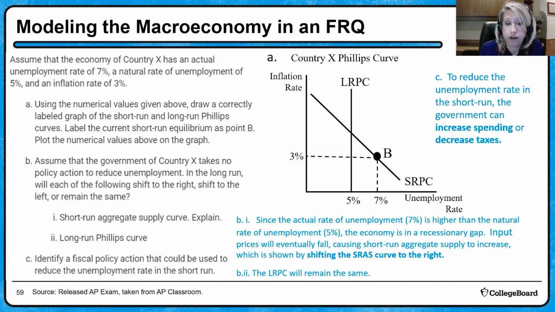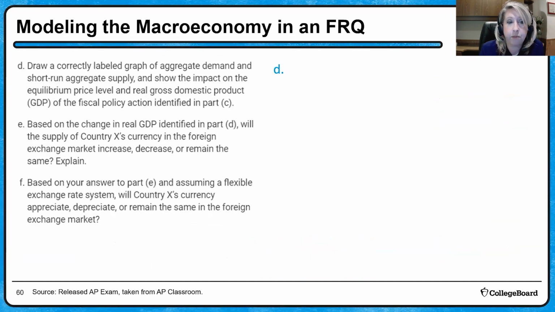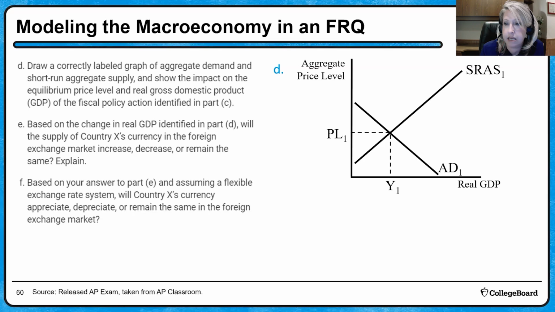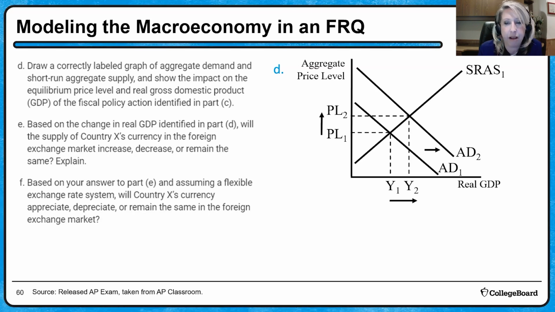Okay, so if we wanted to use fiscal policy, we could either increase spending or decrease taxes. Those are our expansionary policies. And then for part D, now we have to draw our aggregate demand, aggregate supply model, show the impact on the equilibrium price level of the fiscal policy. So the expansionary policy is designed to increase aggregate demand, and that would make price level and output rise.